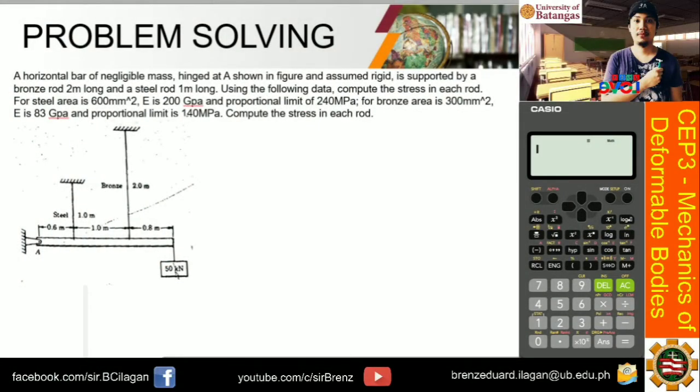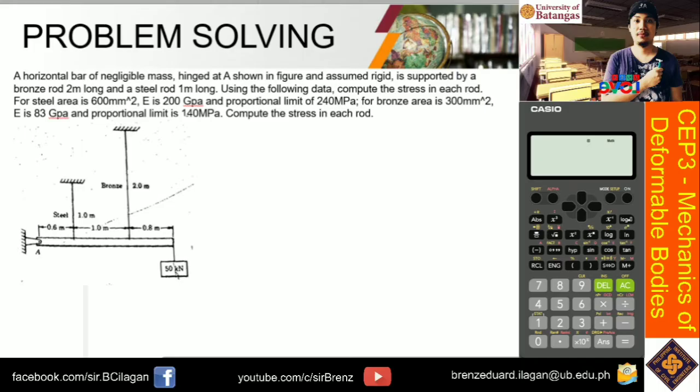Okay guys, so let's proceed with the second problem for statically indeterminate members. So basahin natin: a horizontal bar of negligible mass hinged at point A as shown in the figure and is assumed as rigid. This is supported by a bronze rod 2 meter long and a steel rod 1 meter long. Using the following data, compute the stress in each rod.